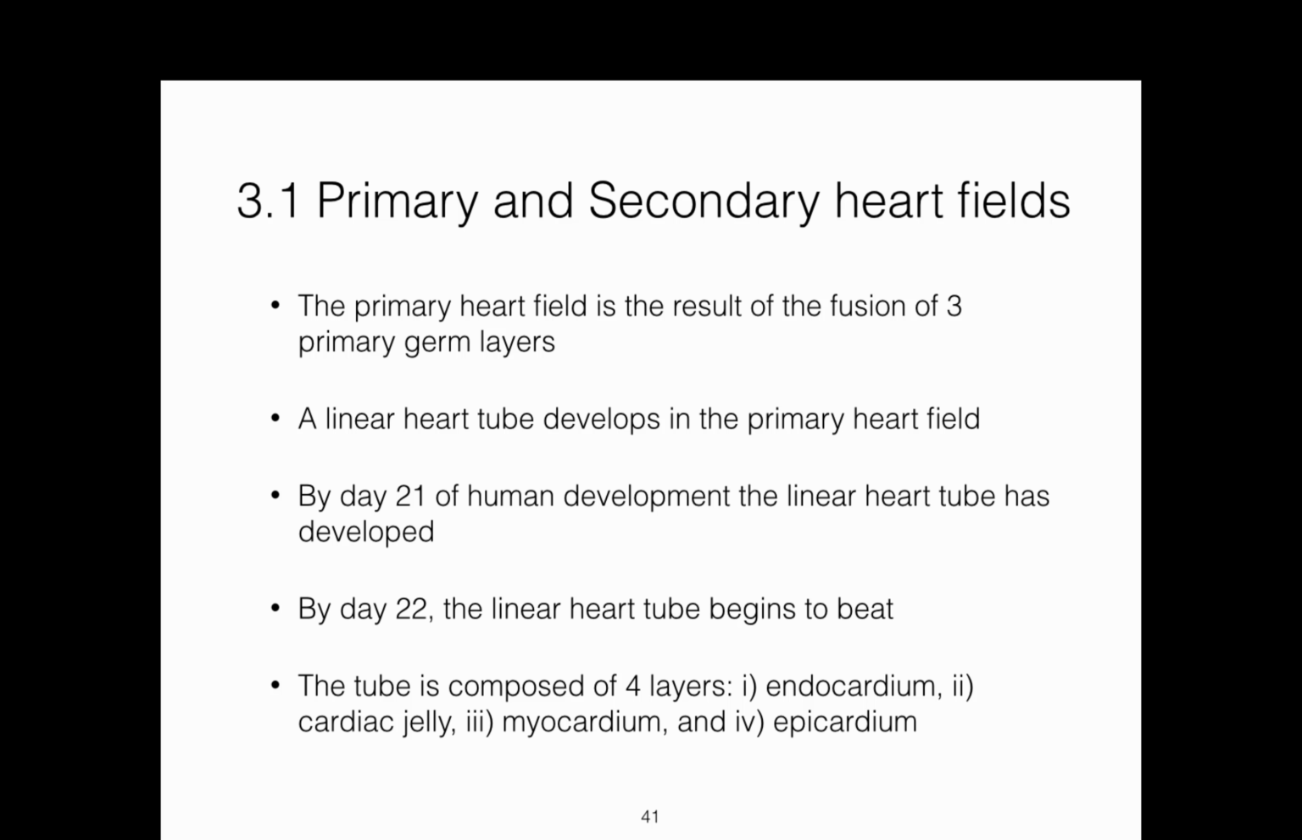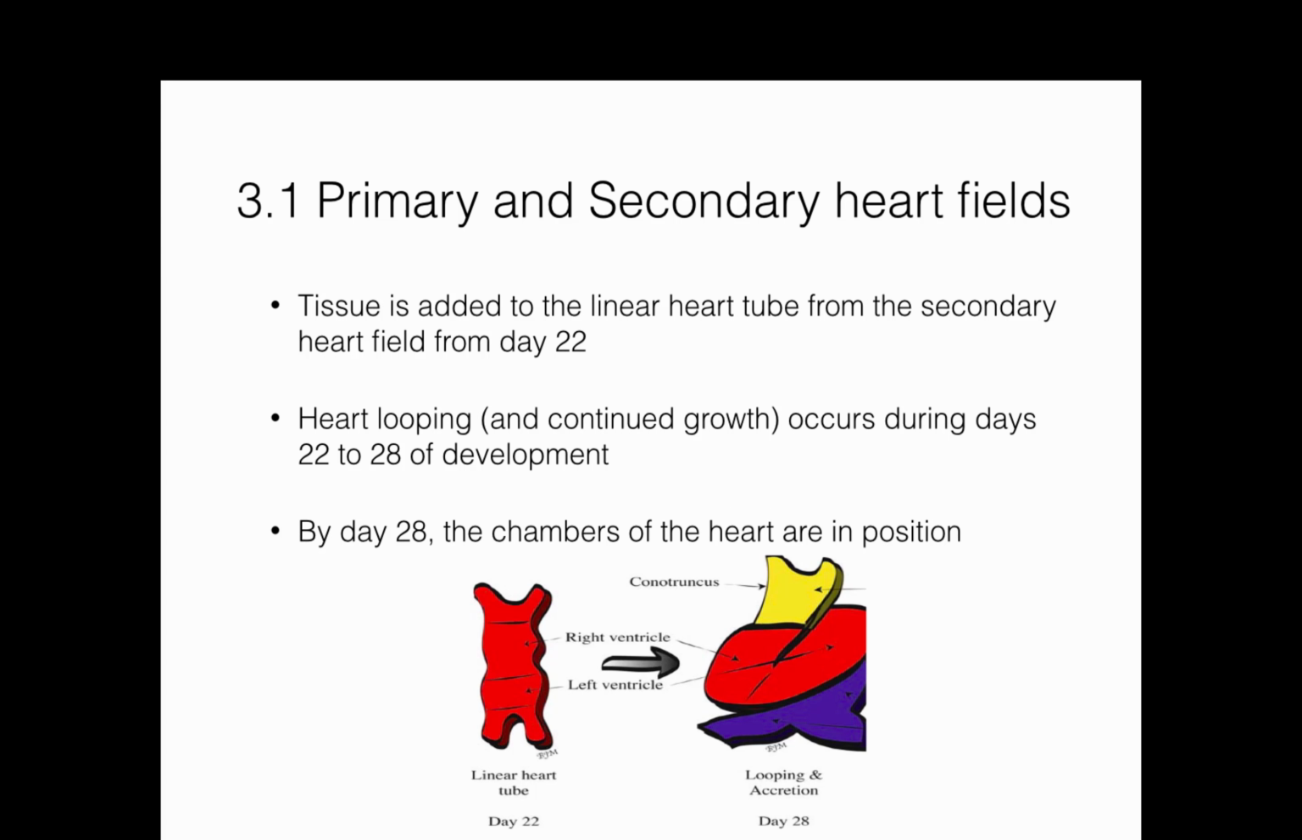The linear heart tube is composed of 4 layers: endocardium, cardiac jelly, myocardium, and epicardium. Tissue is added to the linear heart tube from the secondary heart field from day 22. Heart looping and continued growth occur during days 22 to 28 of development. And by the 28th day of development, the chambers of the heart are in position.